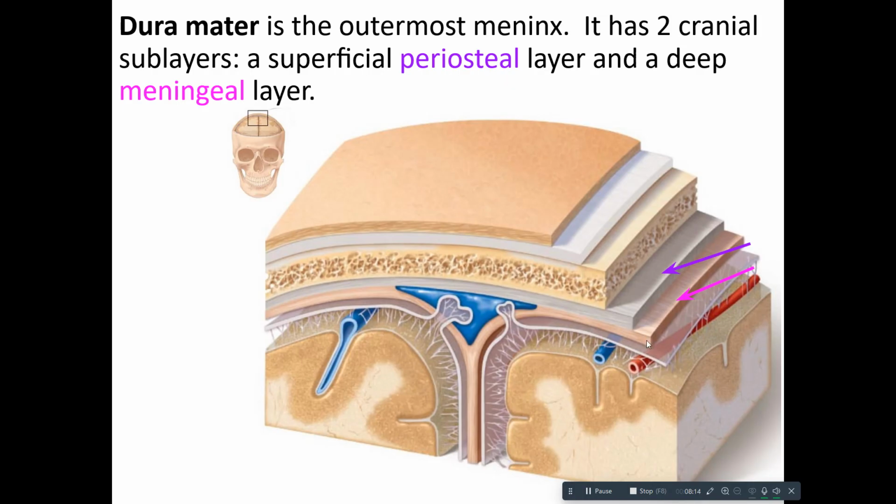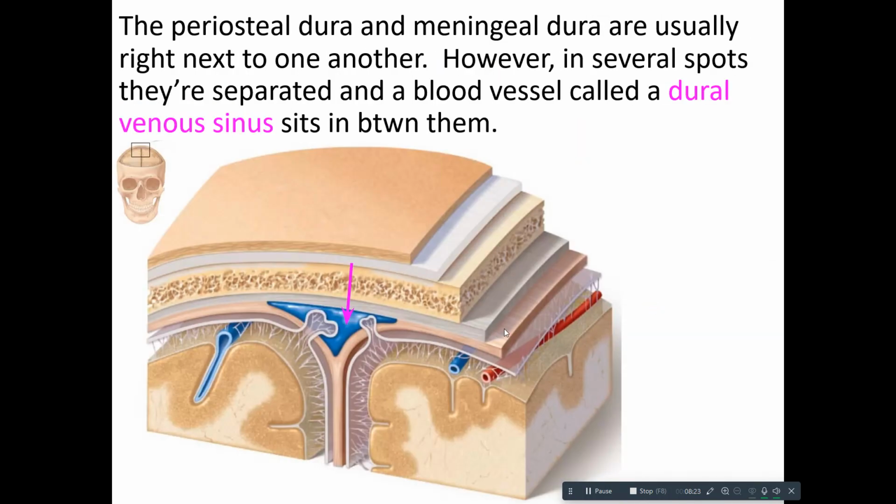Structurally, they're both made of dense irregular connective tissue, although I'll have some osteoblasts and things in this one that will be absent in this one. Now, usually the 2 layers are right up against one another, just fused together here. But in certain spots, the 2 layers are separated. And where they're separated, there is usually a blood vessel between them, this blue one right here. This blood vessel is called a dural venous sinus. A sinus is a big thin-walled vein. So we're using that word sinus with a brand new definition here.